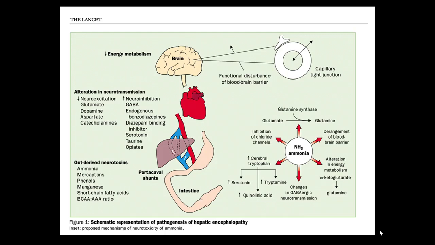It also increases GABAergic neurotransmission, which is neuroinhibitory. It increases cerebral tryptophan, especially increasing serotonin formation, which is again a neuroinhibitor. And it also causes inhibition of the chloride channel, which causes inhibition of transmission in the CNS. So there's one molecule, ammonia, which acts by multiple pathways.